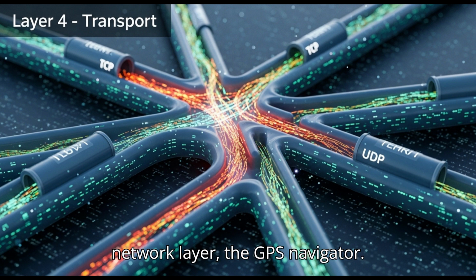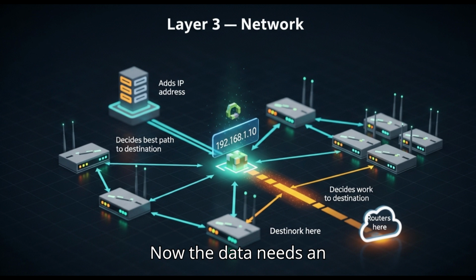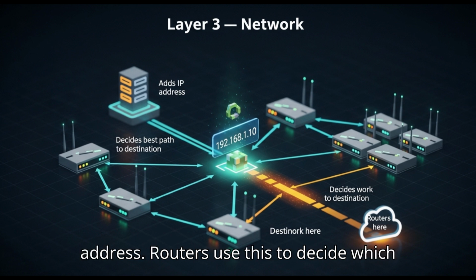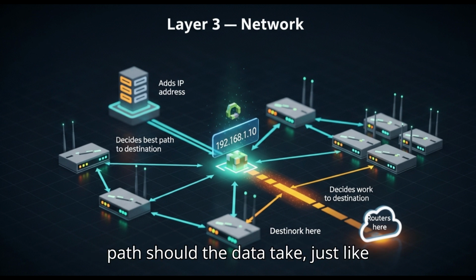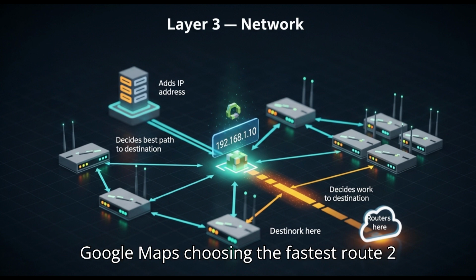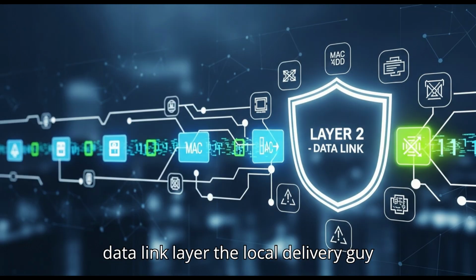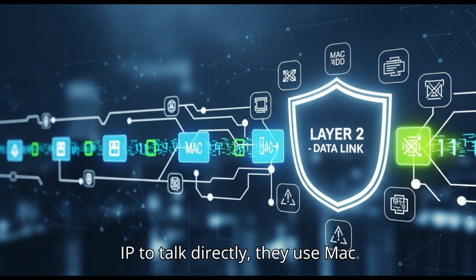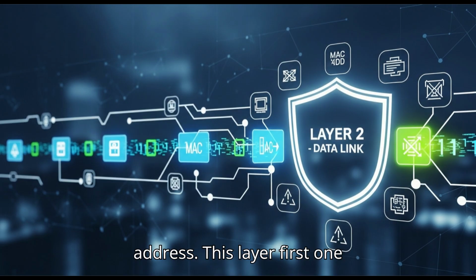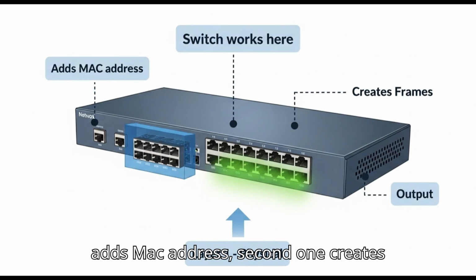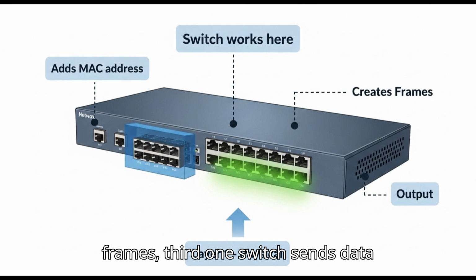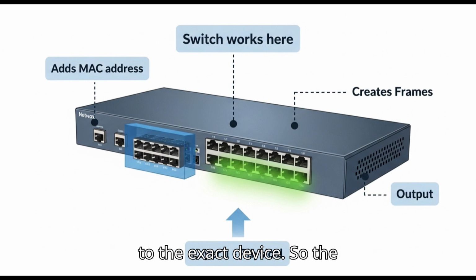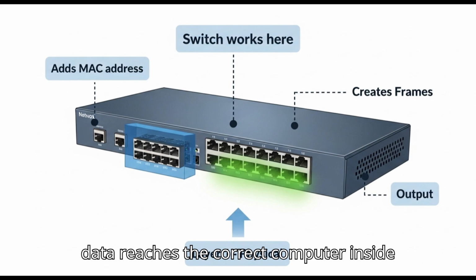3. Network layer, the GPS navigator. Now the data needs an address. This layer adds the IP address. Routers use this to decide which path the data should take, just like Google Maps choosing the fastest route. 2. Data link layer, the local delivery guy. Inside a local network, devices don't use IP to talk directly. They use MAC address. This layer, first, adds the MAC address. Second, creates frames. Third, the switch sends data to the exact device. So the data reaches the correct computer inside the building.